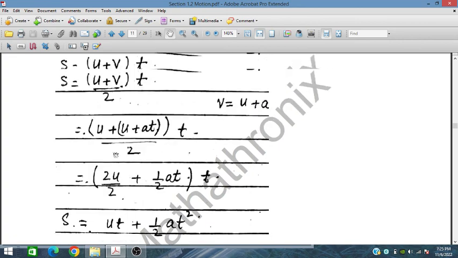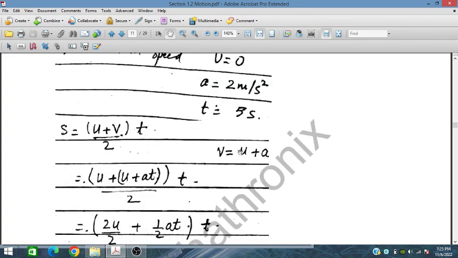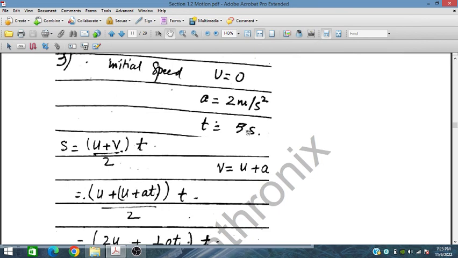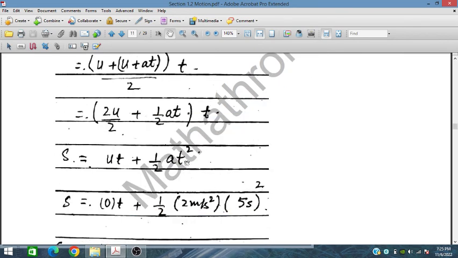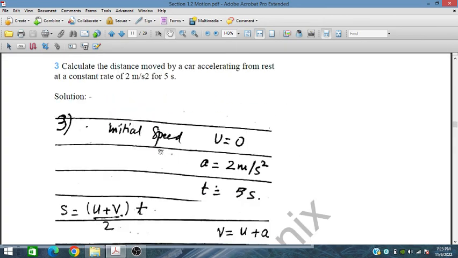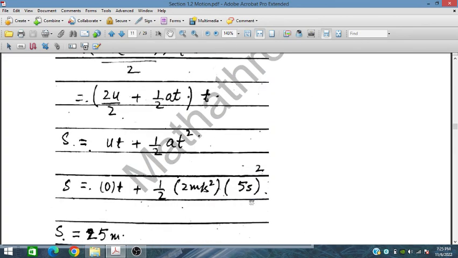So initial speed is 0, so this term is 0. Then we have half a t square. So t square is basically 5 seconds squared. In place of t square, we have 5 seconds, and this acceleration is 2 meters per second square. This is given.